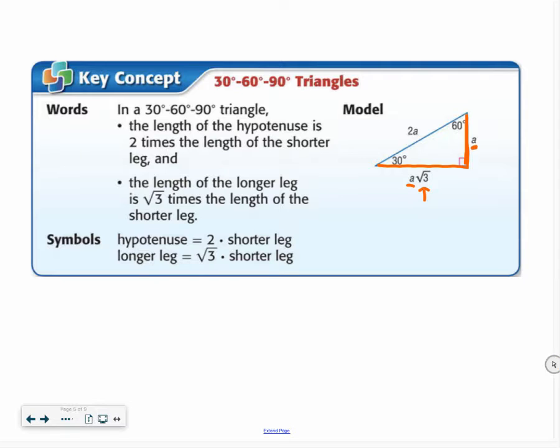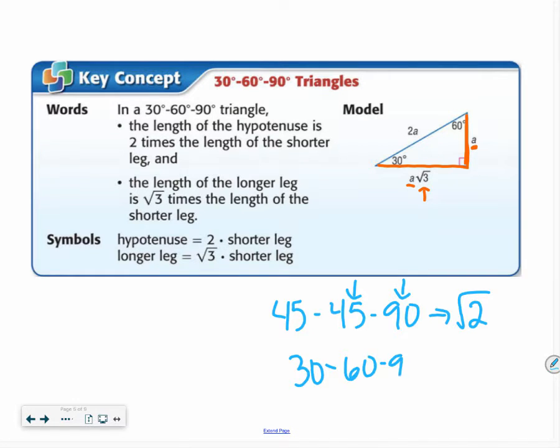If you're worried about confusing the 45, 45, 90 and the 30, 60, 90, because the 45, 45, 90 has the square root of 2, and you're worried you'll confuse square root of 2 and square root of 3, one way to remember is when you have 45, 45, 90, there's only 2 different numbers, right? There's a 45 and a 90. So that's when you have your square root of 2. When you have a 30, 60, 90, you have 1, 2, 3 different numbers. So that is when you take the square root of 3.